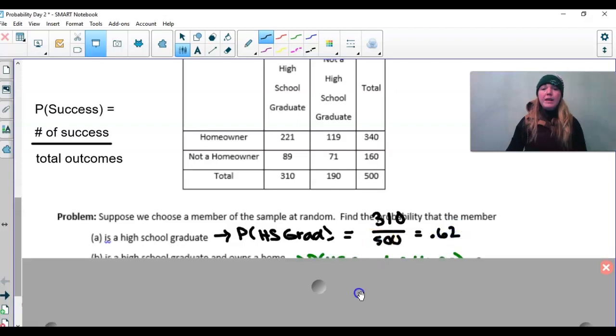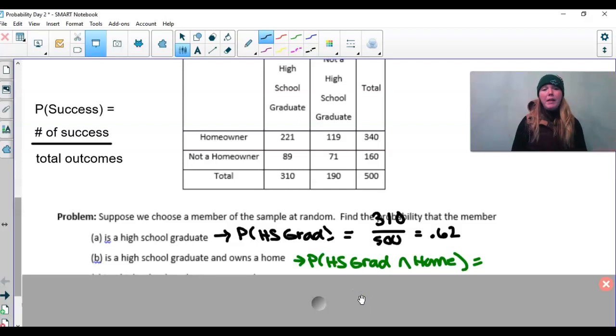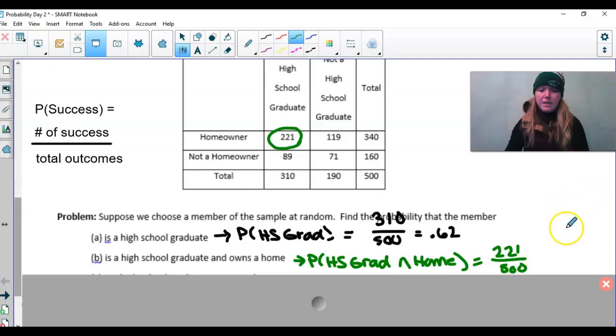Okay. Next question. What's the probability that they're a high school graduate and own their own home? So that is that intersection. That's when both happen at the same time. So I have 500 people in a hat. I shake it up. I pull one name out. What's the probability that they're a high school graduate as well as own their own home? So out of the 500, there are 221 who are high school graduates and also own their own home. So 221 divided by 500 gives us 0.442.